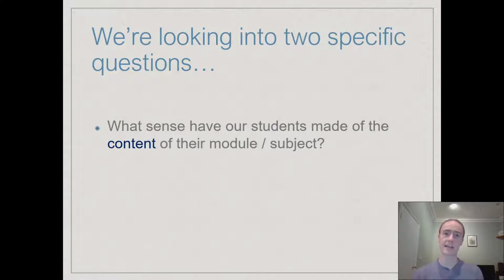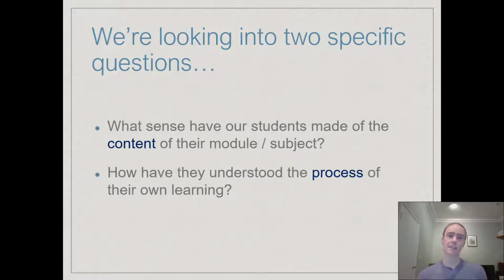Are they understanding the key knowledge? In what way? Are they understanding the skills? Are they able to apply them? Are they connecting the dots potentially between different key concepts?